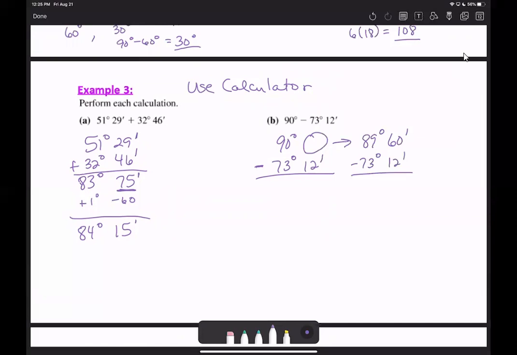When we subtract, we get 48 minutes, 16 degrees. And check your minutes. We have less than 60, so we're good to go.